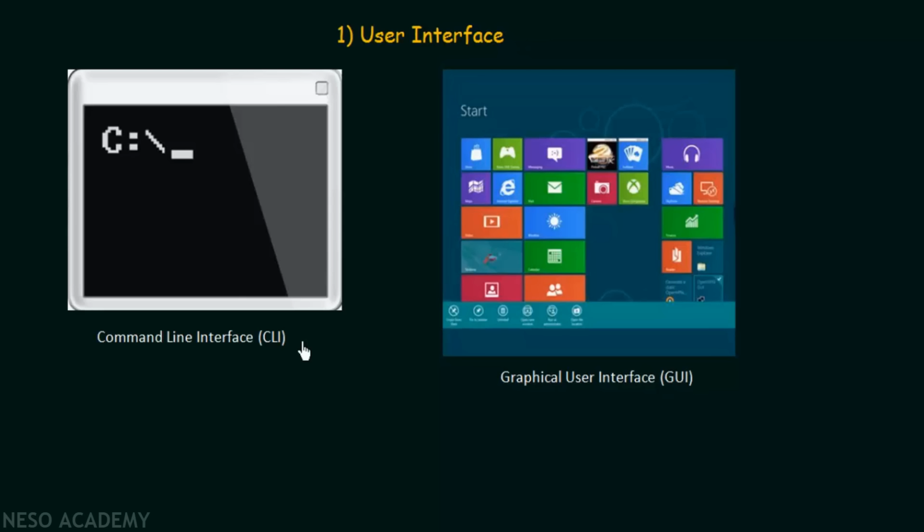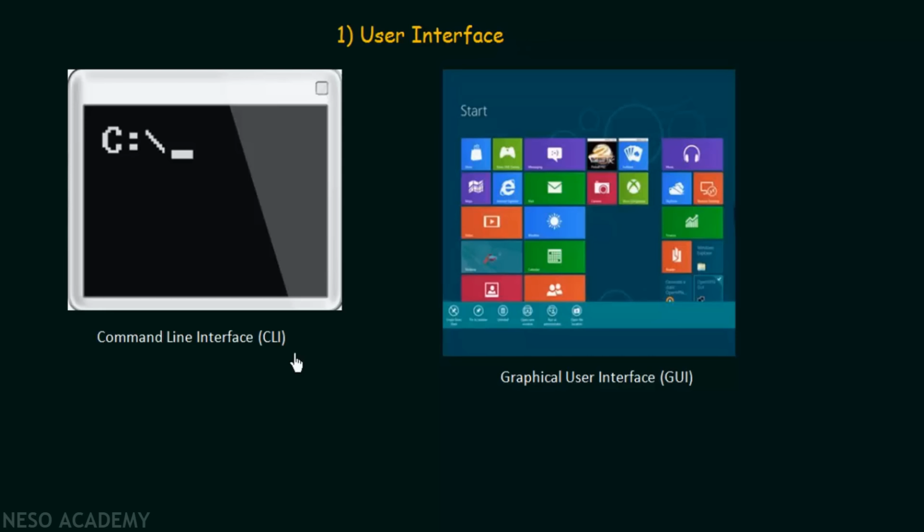Examples of command line interface are your command prompt that you have in Microsoft Windows or the terminal that you have in your Ubuntu based systems. In this command line interface, you provide text based commands using your keyboard in order to perform certain tasks by the operating system.